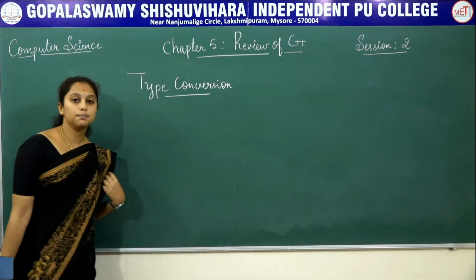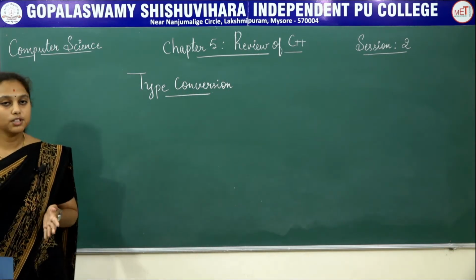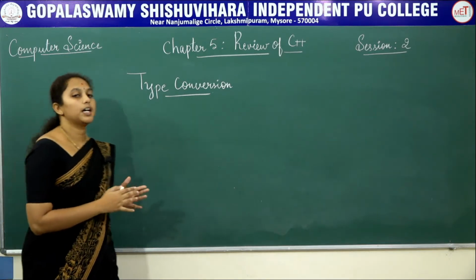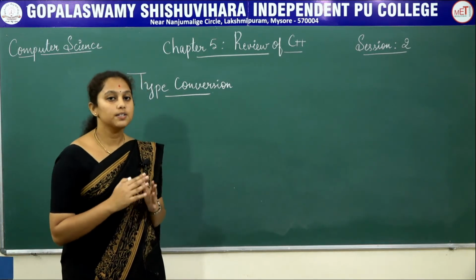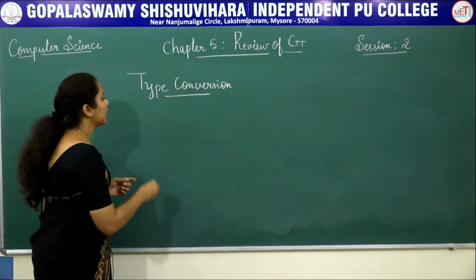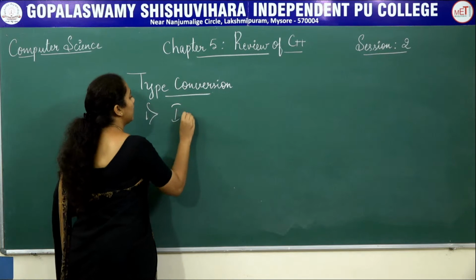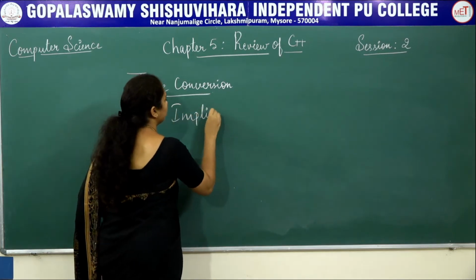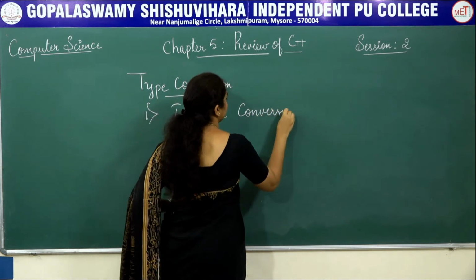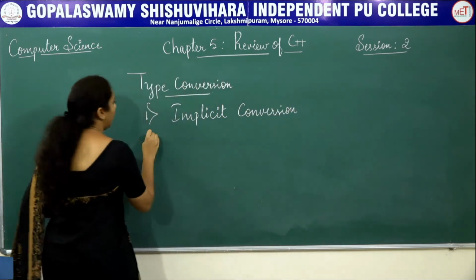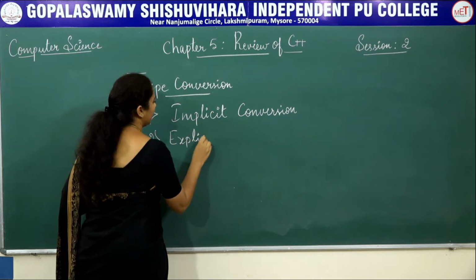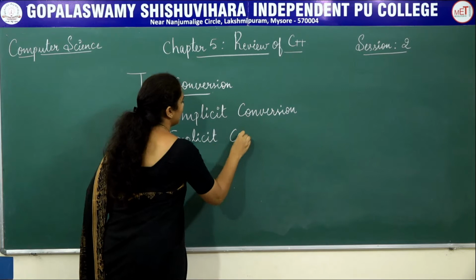What is type conversion? Type conversion is nothing but converting an expression from one type to another type. In type conversion, there are two types. The first one is implicit conversion and the second type is explicit conversion.